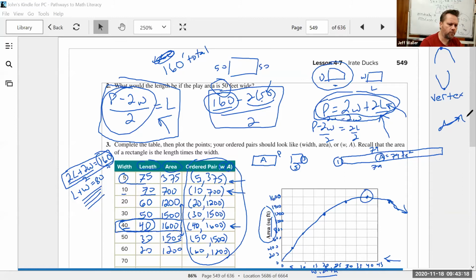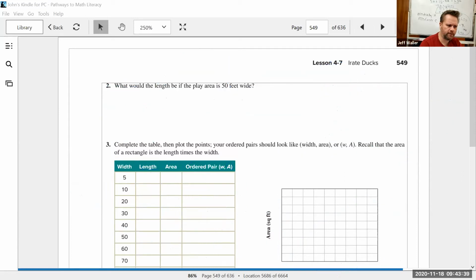All right, so let's talk about why this problem ended up being parabolic. Let's talk about that next. I'm going to clear all this. Is everybody ready for that? I'm going to clear this away. It's going away. Okay.